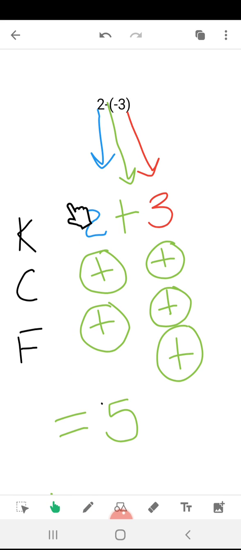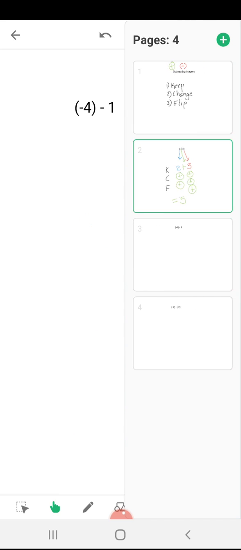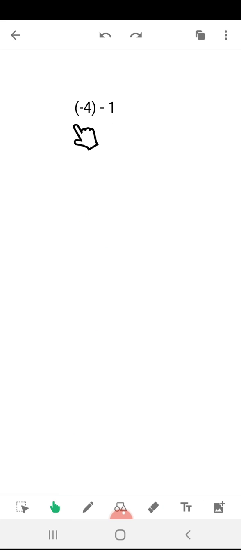So remember now, we keep the first integer, change the sign to addition, and then flip the last integer. After that, we use our chips to assist us to find the answer. Let us look at another example. Negative 4 minus 1. Remember, keep, change, then flip.